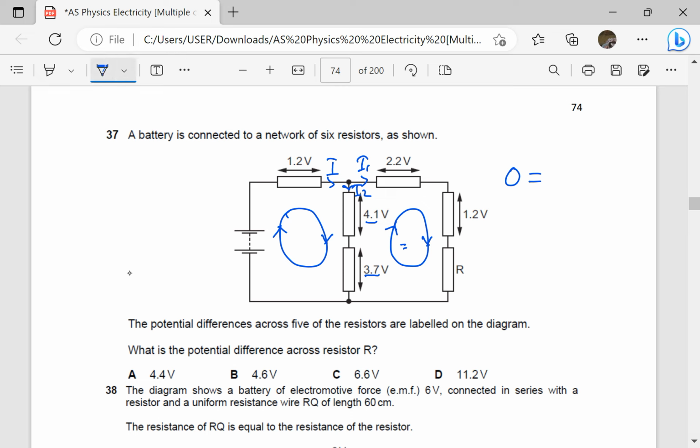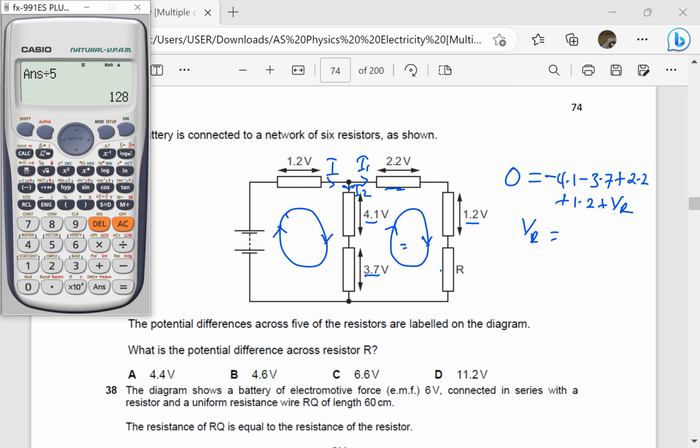So this will be negative 4.1 minus 3.7. I'm moving, then for this one to be positive because the current is in that direction, so this will be plus 2.2. Then for this one to also be positive because the current is I1, so it will be plus 1.2. For this one to be positive, so it will be plus PD across R. So there's only one unknown, which is the PD across R.